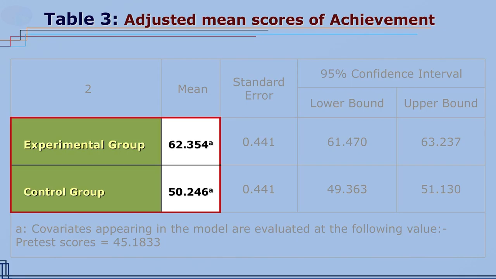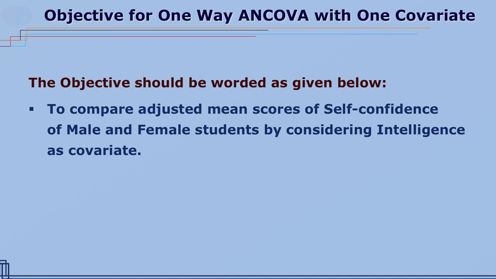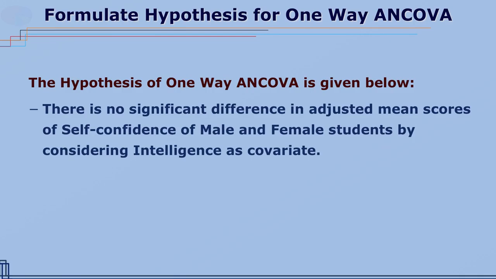Let us take one more example. For this, the objective is to compare adjusted mean scores of self-confidence of male and female students by considering intelligence as covariate. For this objective, the null hypothesis can be formulated as: there is no significant difference in adjusted mean scores of self-confidence of male and female students by considering intelligence as covariate.